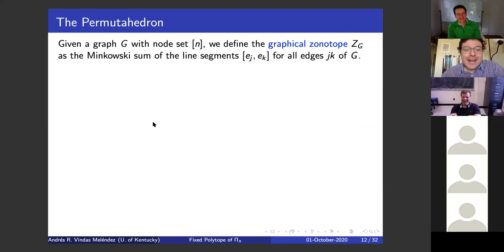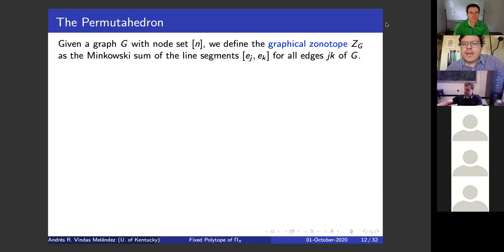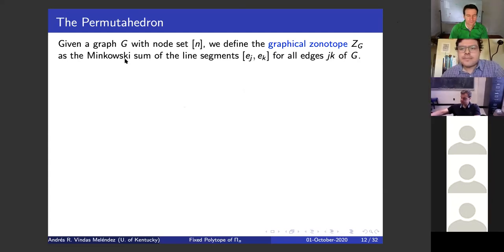If we're given a graph G with a node set n, we define a graphical zonotope to be the Minkowski sum of line segments e_j, e_k for all edges jk of G. And so if you think about the permutahedron, it is a graphical zonotope. It's actually the graphical zonotope for the complete graph on n vertices. If you have some paper, you can try to play around with that to convince yourself that that's true.